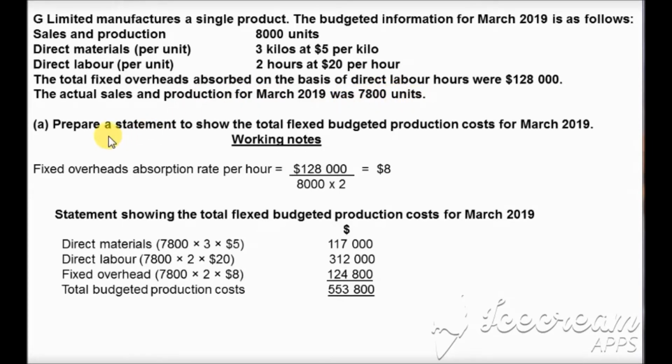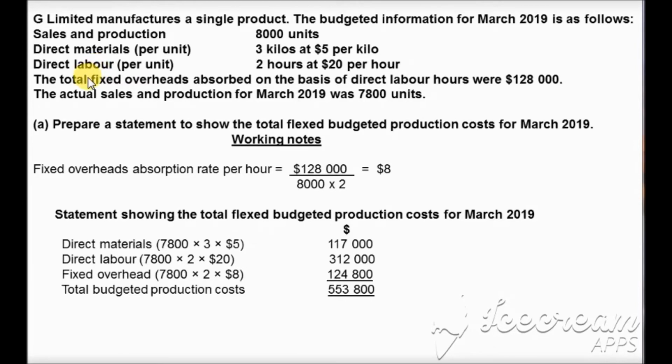In part A of the question, we are asked to prepare a statement to show the total flexed budgeted production cost for March 2019. A flexed or flexible budget depends on the actual level of activity, that is, the actual level of sales and production, which is 7,800 units. For this, we will require the unit cost, and the unit cost for direct material and direct labor is already given in the question.